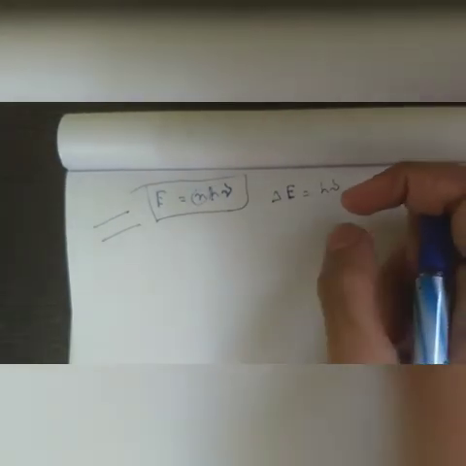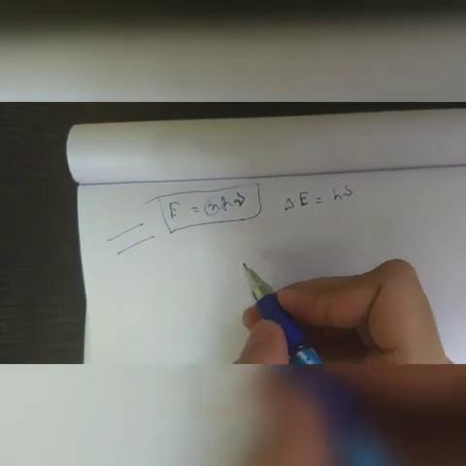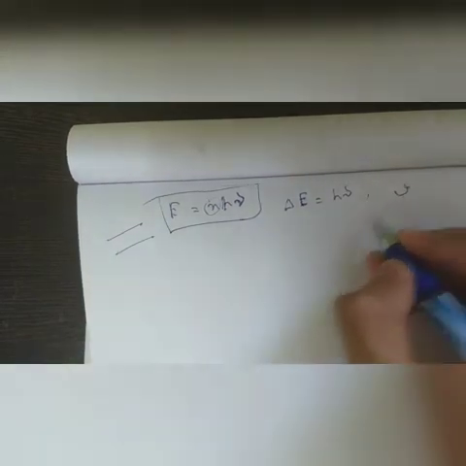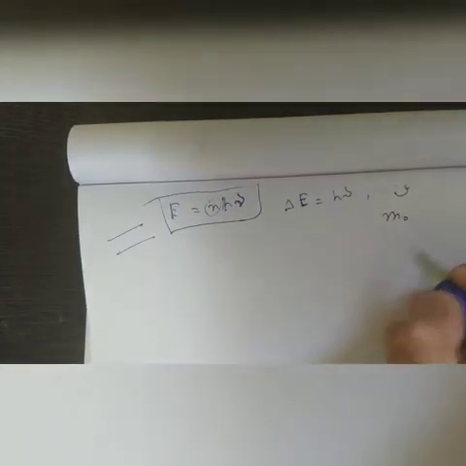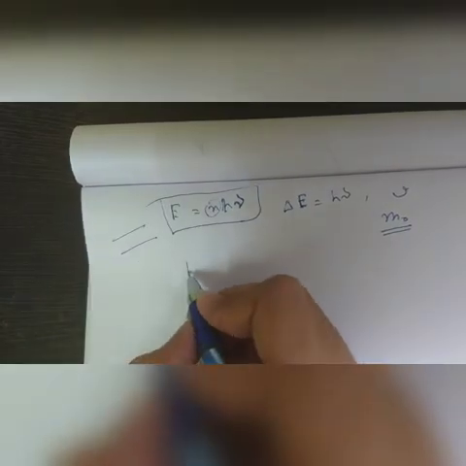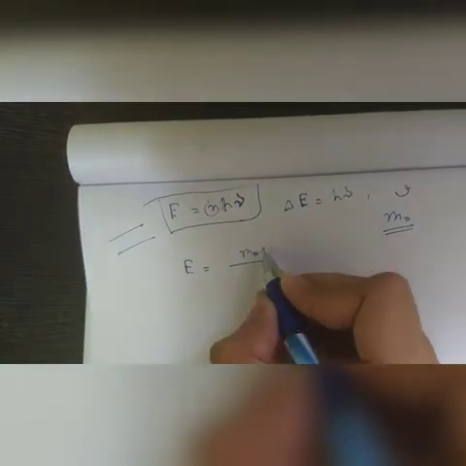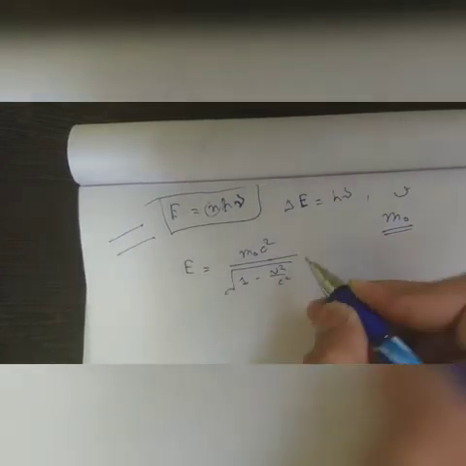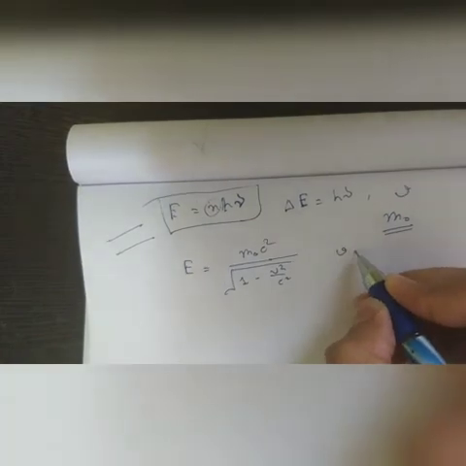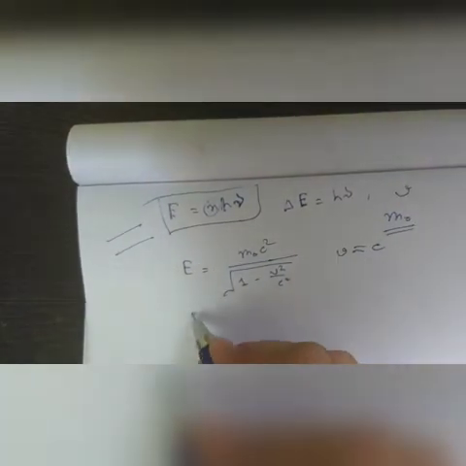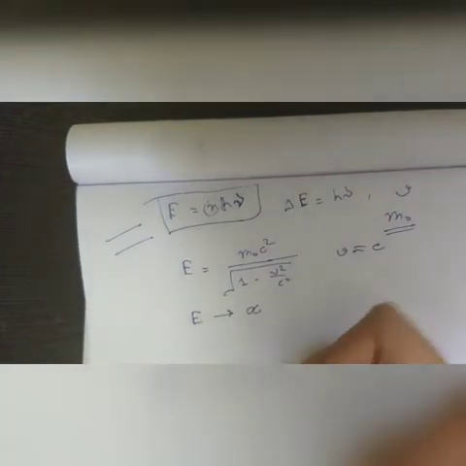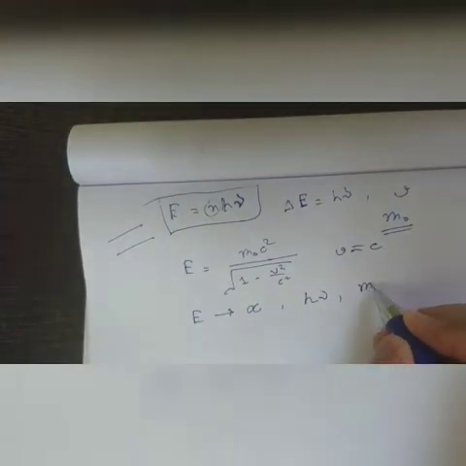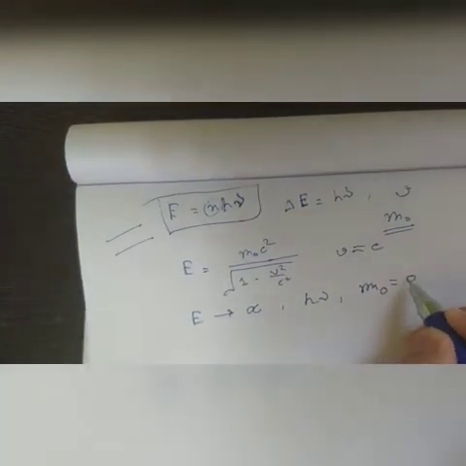Okay, now we are considering a photon to be a bundle of energy. So if a photon is moving with a velocity v and thus has a rest mass m, its energy should be m naught c square over the square root of 1 minus v square by c square. As the velocity of the photon is equal to c, the energy will tend to infinity here, but that is not the case. Energy is finite, equal to h nu, so we can conclude that the rest mass of the photon is equal to 0.